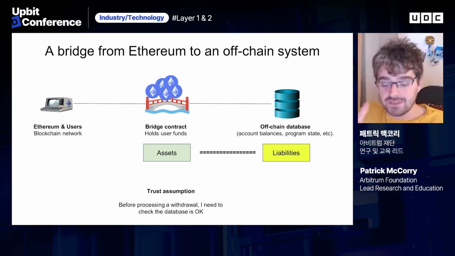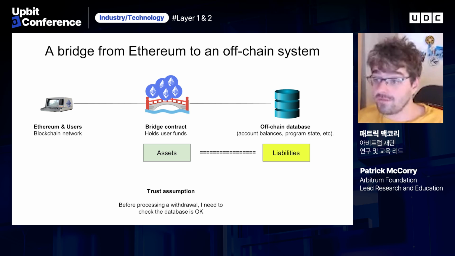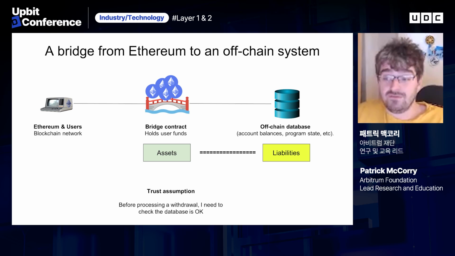Under the hood, you have the smart contract that lives on a blockchain network. It could be a set of addresses, it could be some code, but it holds all of the user's assets, all of the Bitcoin, all of the ETH that is locked into this off-chain system. And in the off-chain system, you have a database, it records account balances, maybe program state. When I log on Coinbase, I can see my account balance. That's really just reading a database. And this database records the liabilities. Who is owed what quantity of funds.